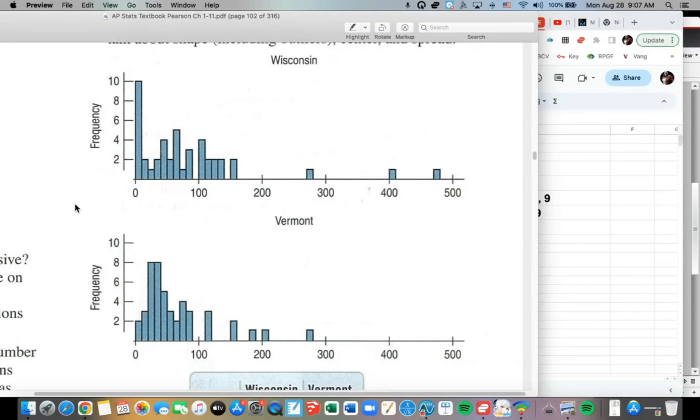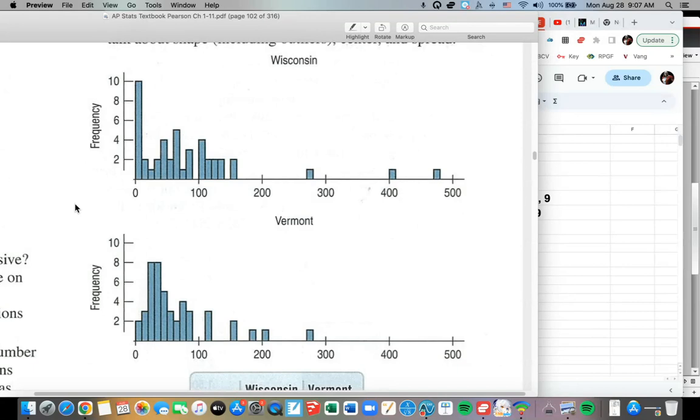Now, to review the big three, we have the center, which is mean, median, or mode. Usually we use the mean if your data is symmetric, but if your data is skewed, we want to use the median. For the spread, you can use standard deviation, range, or IQR. Those are all good things. But again, if your data is symmetric, the standard deviation is great, but if your data is skewed, you want to use the range or the IQR, usually the IQR.